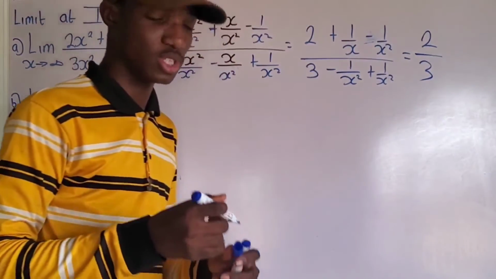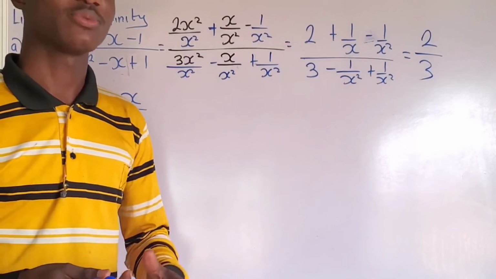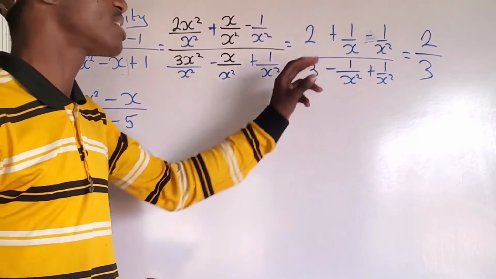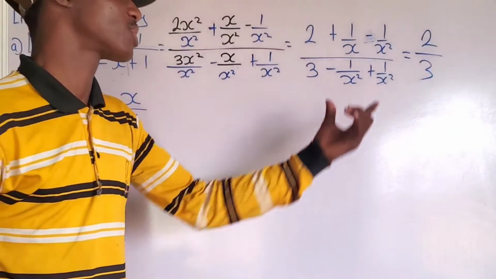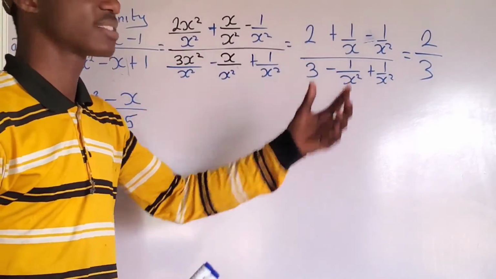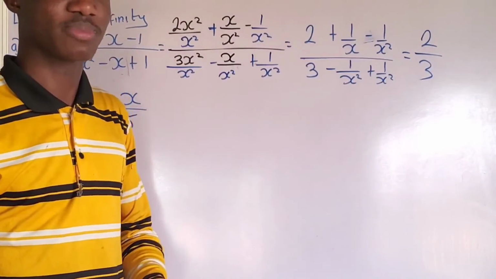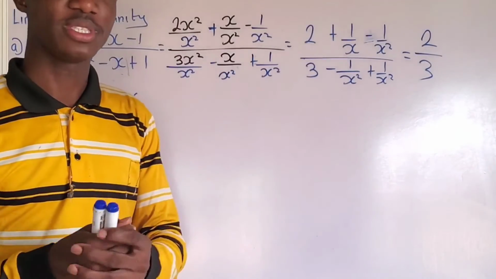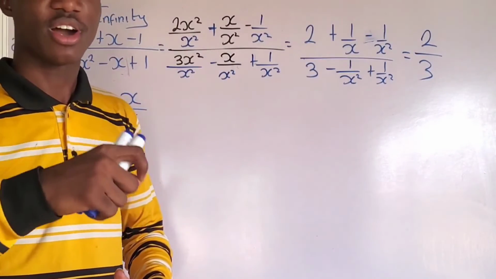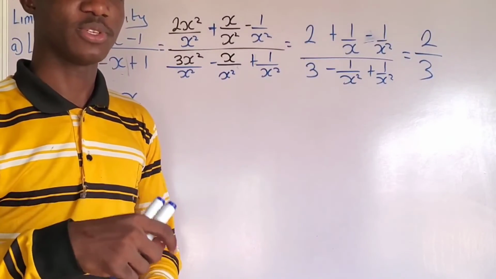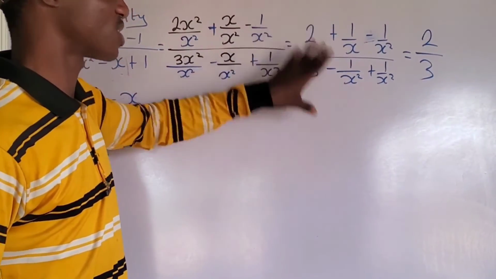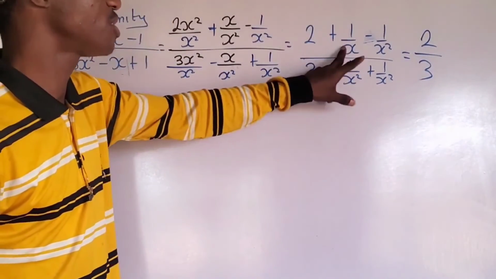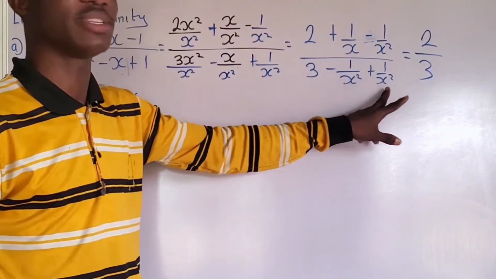I'm going to explain, just pay attention. In our previous class we learned that if you take the limit of a function of this kind, 1 over x, as x tends to infinity, you are going to have 0. So if you missed the class, kindly check the link in the description of this video to watch the class. So the final answer to this kind of question is 2 over 3, and the reason is because all these terms will be 0.